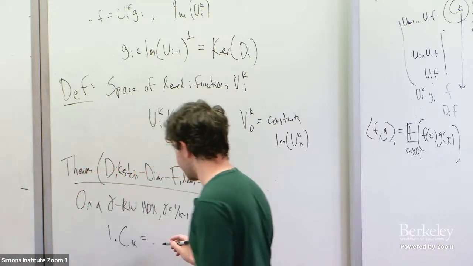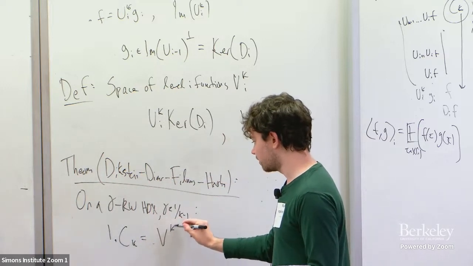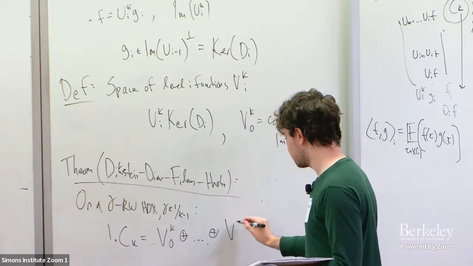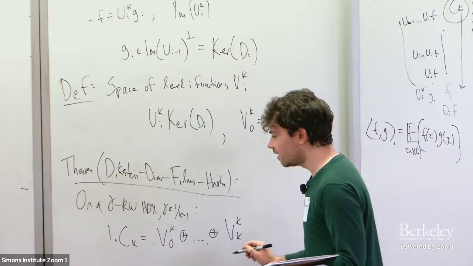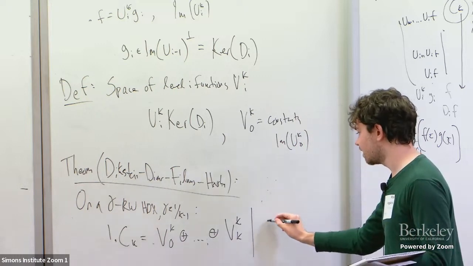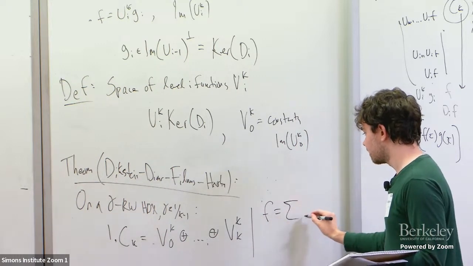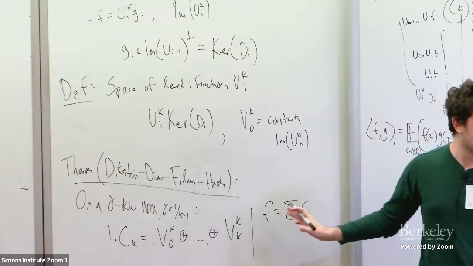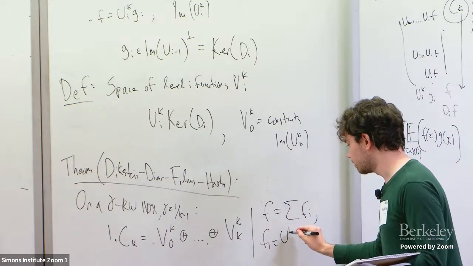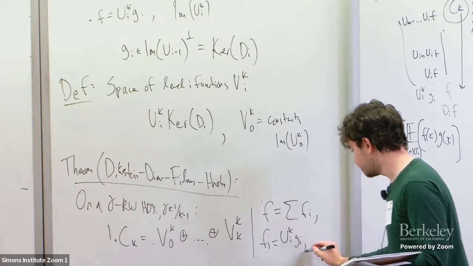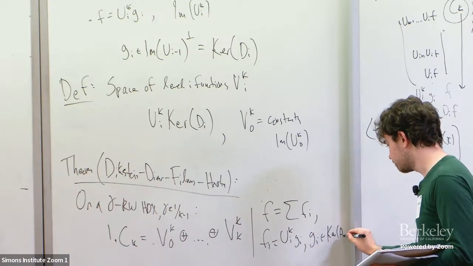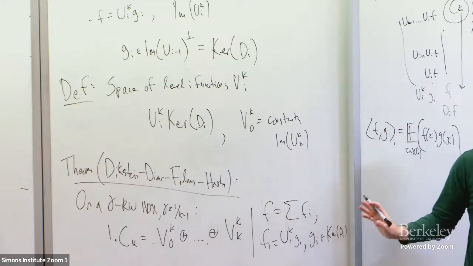So we have that C^k is equal to V^k_0 plus ... plus V^k_k. So in other words, I can always decompose, equivalently, I can always write f as this sum of f_i uniquely, where f_i is equal to U^k_i g_i, and g_i is in the kernel of the down operator. So this is an equivalent way to phrase things.